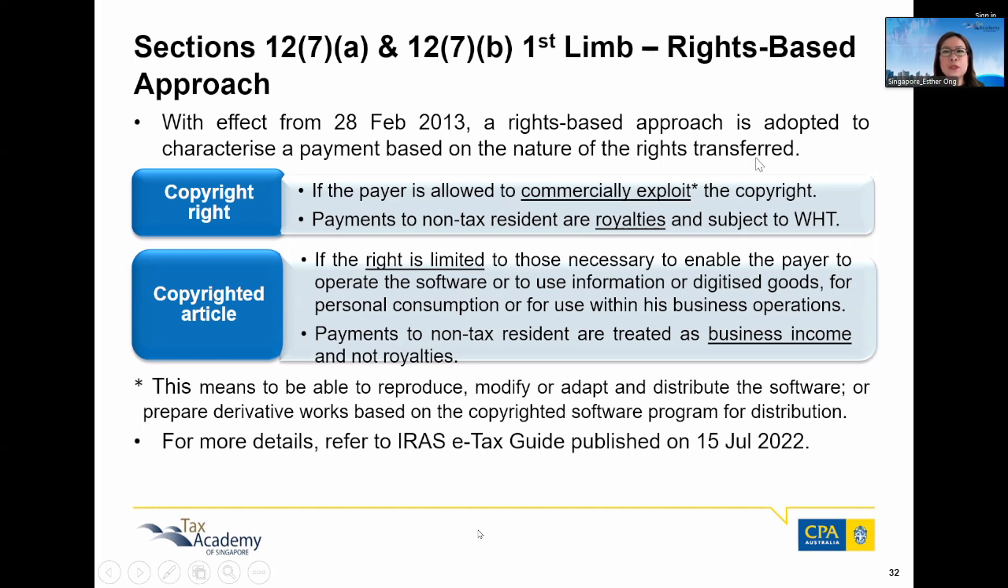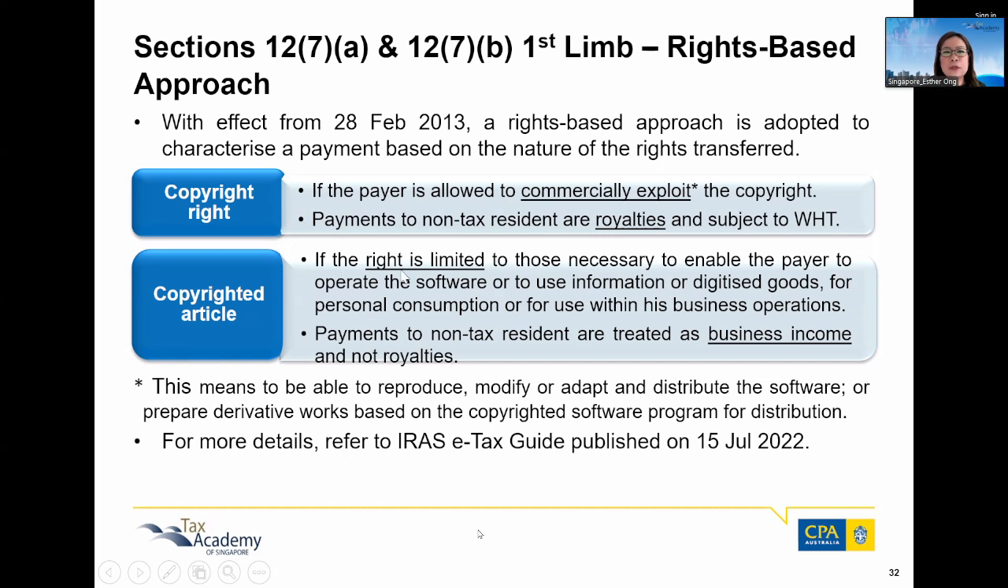So we use this rights-based approach, and what we mean is that we look at whether the payment is based on the nature of the rights transferred, whether it's a copyright right or a copyrighted article. If it is a copyright right, then it will be subject to withholding tax. If it is a copyrighted article, then it will not be caught under Section 12.7A and 12.7B and not subject to withholding tax. So if the payer is allowed to commercially exploit the copyright, then it is considered a copyright right. And then the payment to the non-resident is considered royalties and subject to withholding tax.